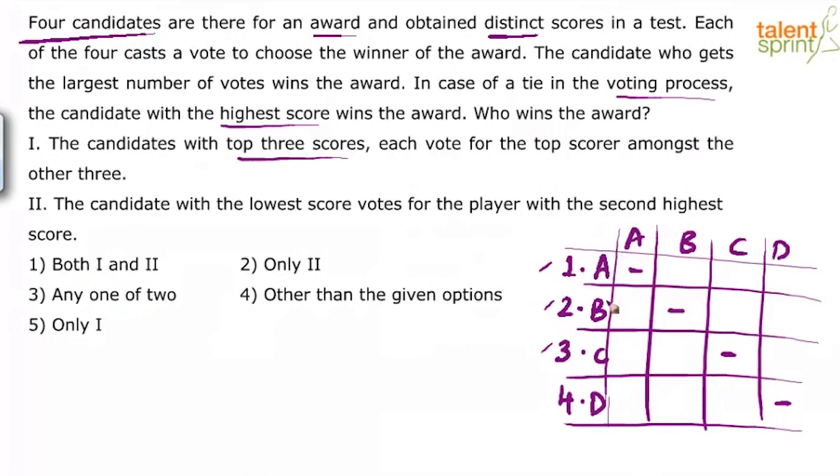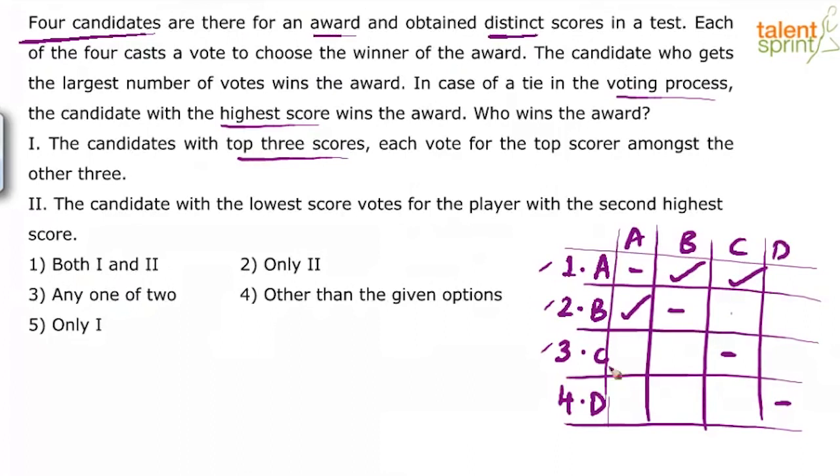So A, who are the other 3 persons for A? B, C, and D. He will vote for the top scorer. So 1 vote will go to B. What will B do? B will vote for the top scorer amongst the other 3. Who are the other 3 for B? A, C, and D. Who's the top scorer? A. Look at C. The other 3 persons for C are A, B, and D. He will vote for the top scorer, A.